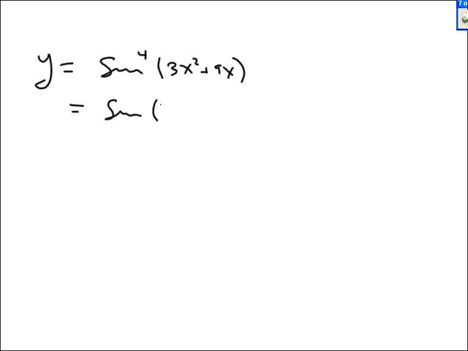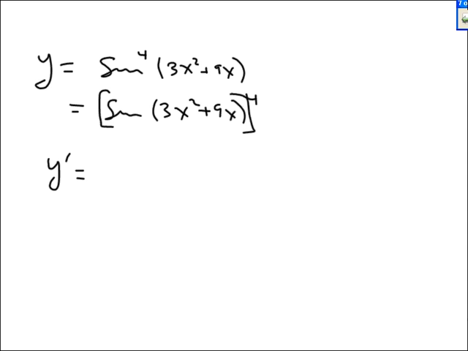If somebody asks you to find the derivative of y equals sine fourth of 3x squared plus 9x, what you should realize is that means sine of 3x squared plus 9x, all to the fourth power. Don't put a 4 on the sine alone. It's everything to the fourth power. That bracket is very important.